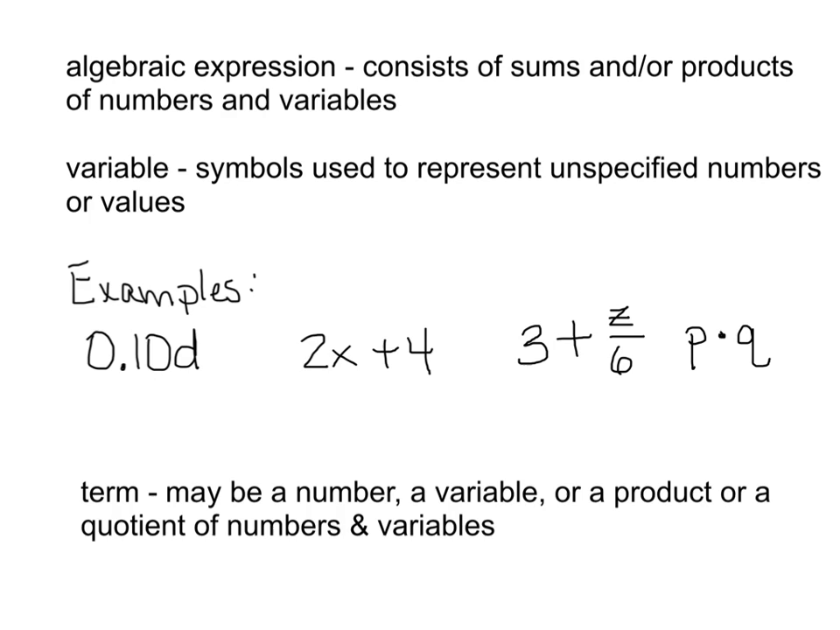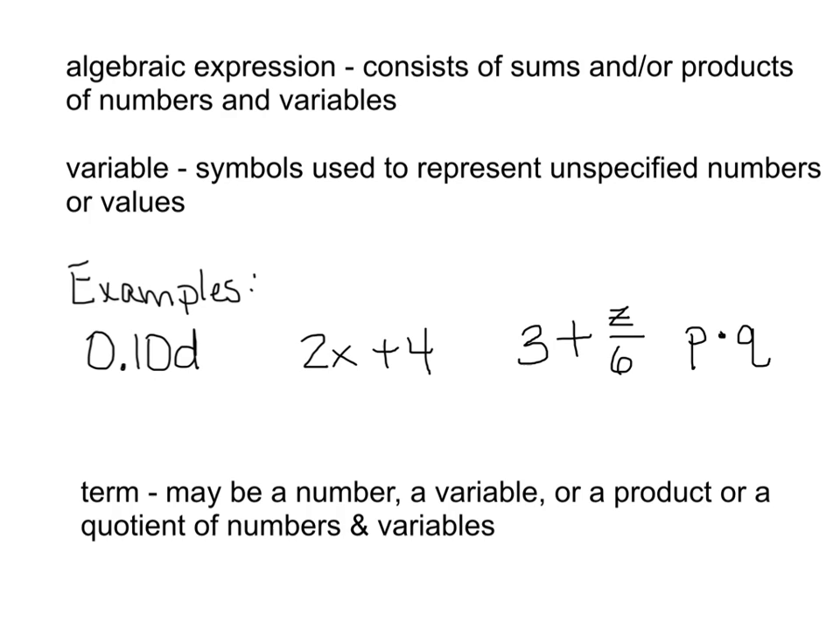First off, let's talk about the definition of an algebraic expression. An algebraic expression consists of sums and/or products of numbers and variables. A variable, of course you should remember this, is a symbol used to represent unspecified numbers or values. For example, 0.10d is an example of an algebraic expression. This represents multiplication. You have 10 hundredths, or 1/10, times d.